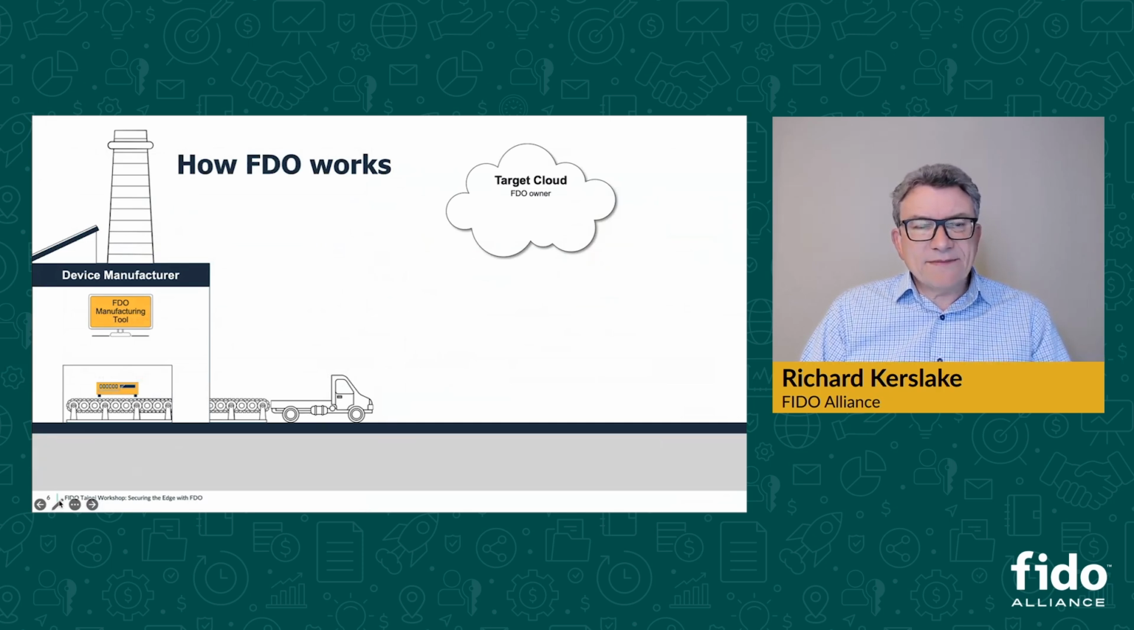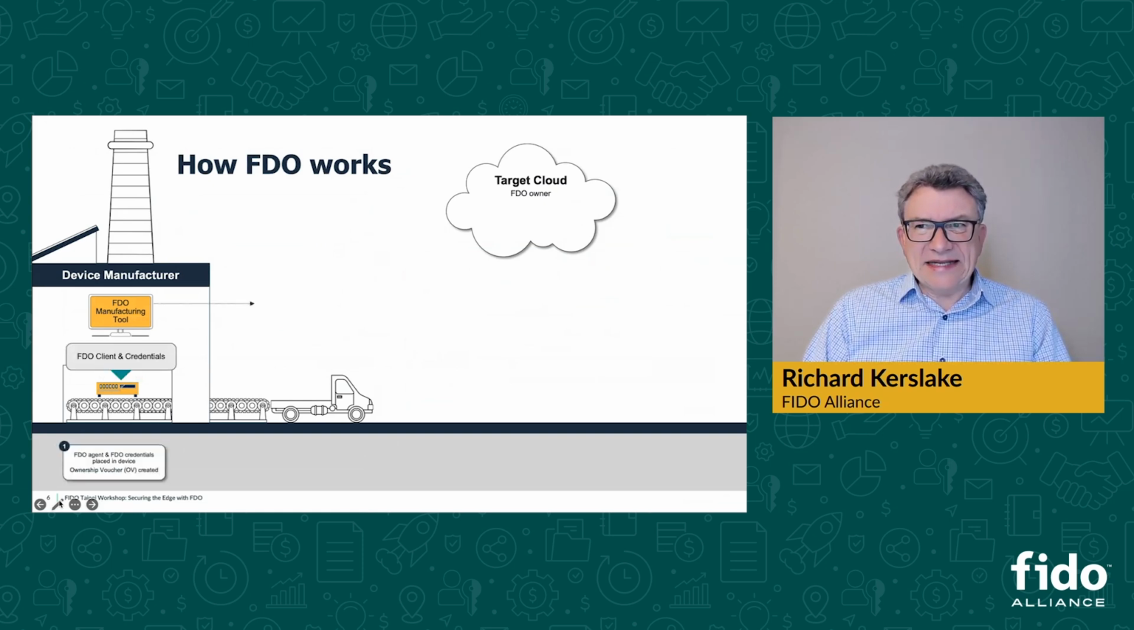deeper. But let's imagine there on the left side of the screen, we have a manufacturing facility that's building, in this case, let's say it's industrial computers. One thing you're going to have from a software perspective is the FDO manufacturing tool. And this is the tool that installs the client into the device and it installs the cryptographic credentials. And the other thing it creates is something called the ownership voucher.